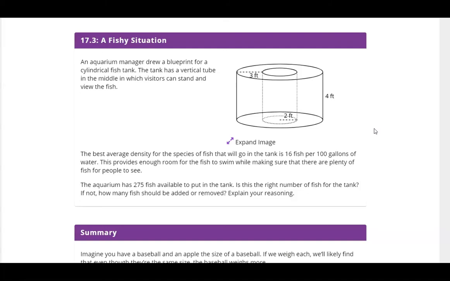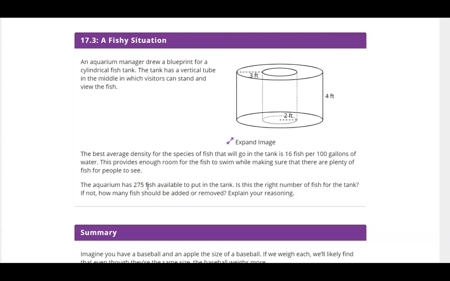So it says the aquarium has 275 fish available. Is this the right number? No. We need 315 fish. If not, how many should be removed? We should add another 40 fish. Because right now, it's not going to have enough fish for, it said what? Plenty for people to see. So we want the number to be small enough that the fish have room to swim, but big enough that there are plenty of fish for people to see. Right now, my number is too small. 275 is lower than the ideal. So therefore, people would be like, oh, there aren't that many fish in this tank.